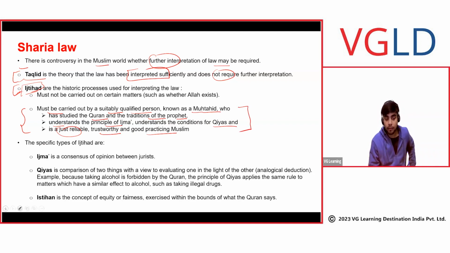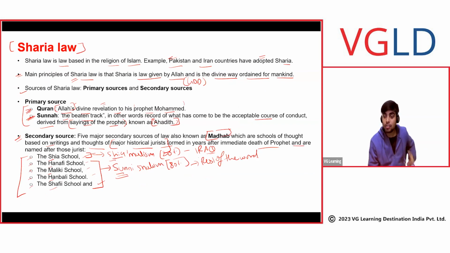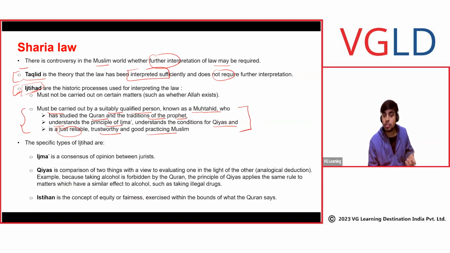Like, we know that these are the scholars, and these scholars used to have these qualities. Similarly, a person who wants to follow the ijtihad school of thought has to meet certain criteria. Only then will they be able to interpret the law. There are also prohibitions: you are not supposed to interpret certain matters, like whether Allah exists. This has to be accepted and cannot be further interpreted or questioned. Now there are further categories like ijma and qiyas.